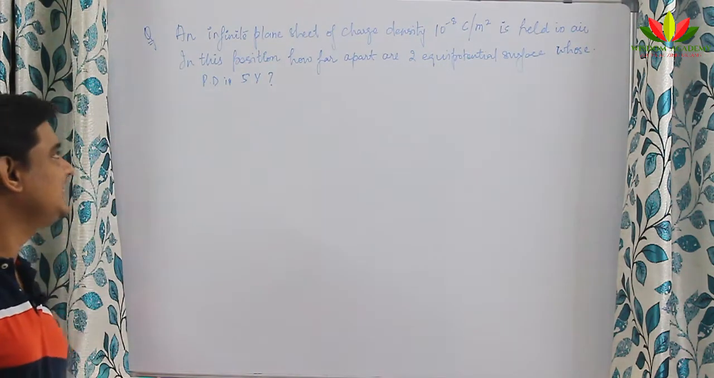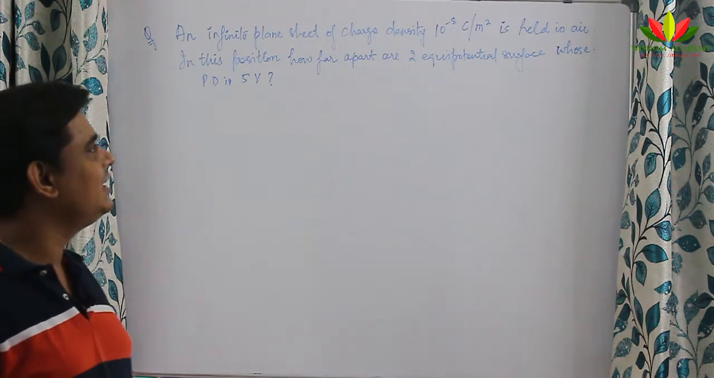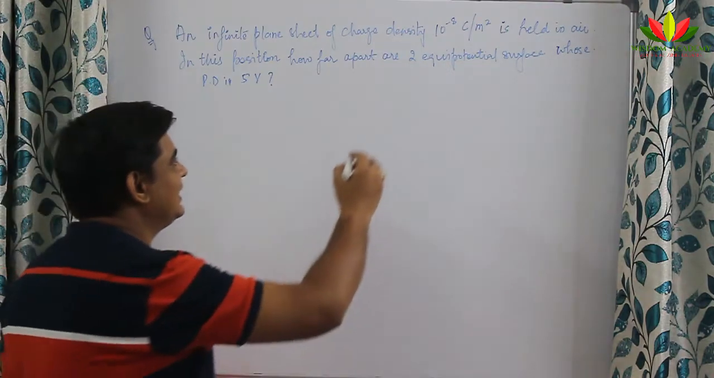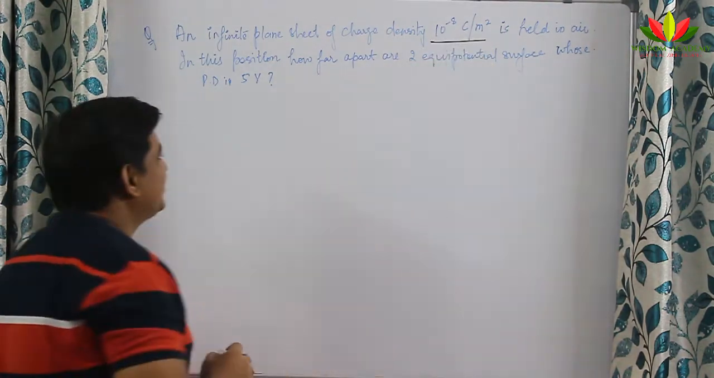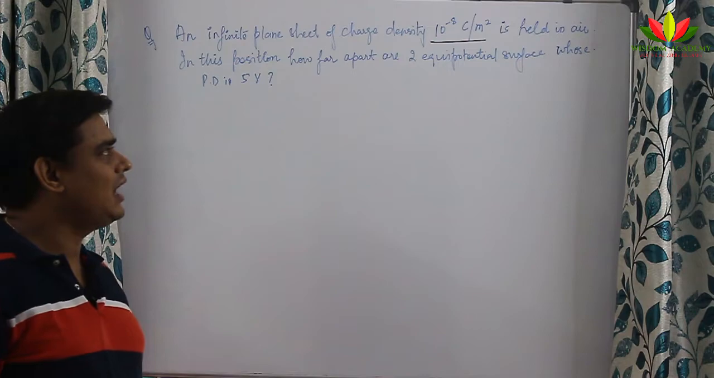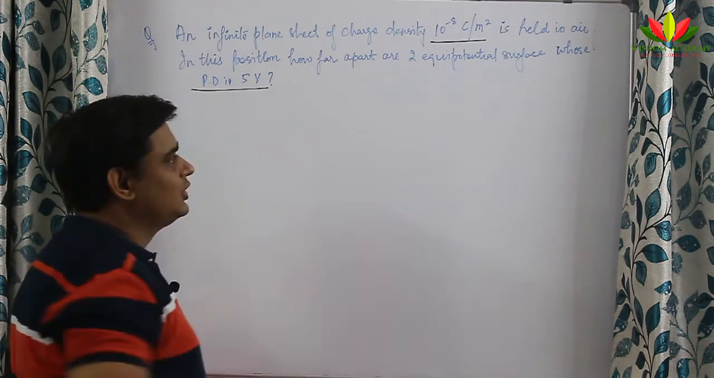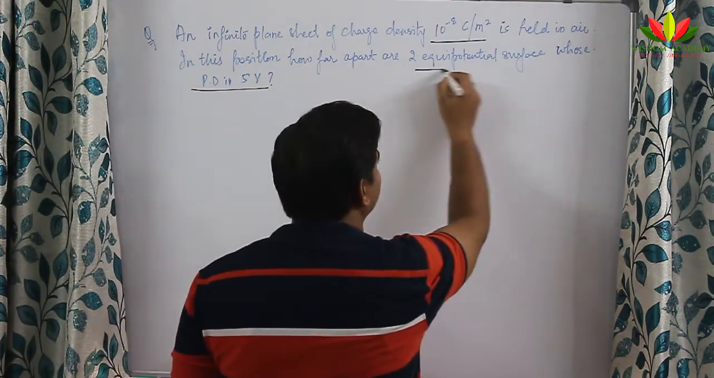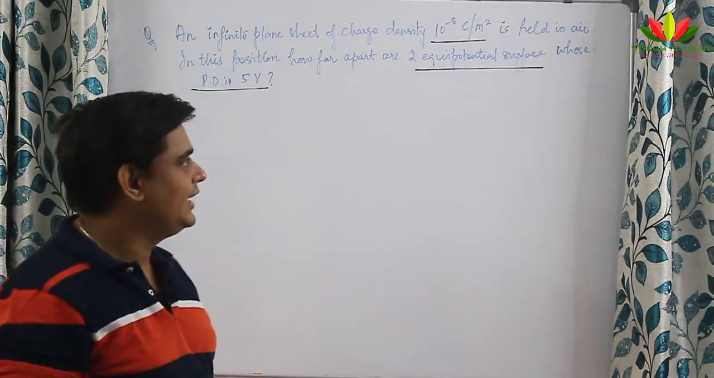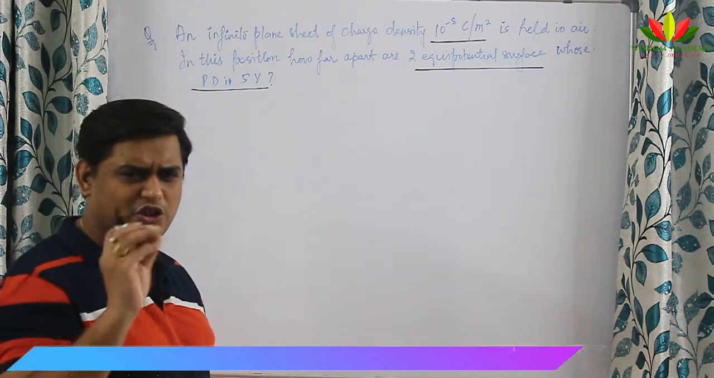An infinite plane sheet of charge density 10 to the power minus 8 coulomb per meter square is held in air. In this position, how far apart are two equipotential surfaces whose potential difference is 5 volt? So this word equipotential surface would be sounding new to you. In today's video we will learn about this. What is that? In short, I will tell you now.